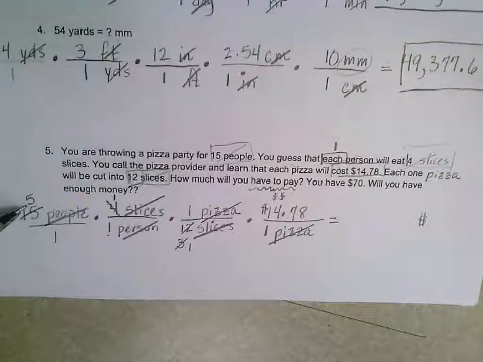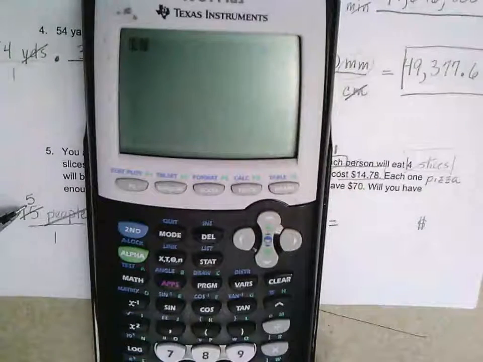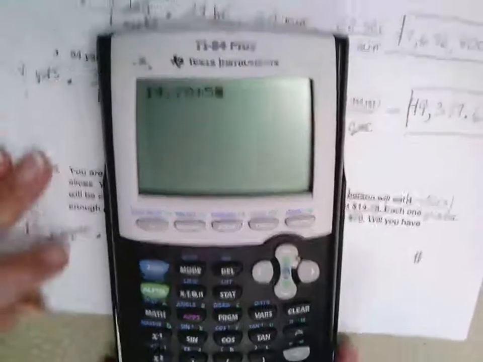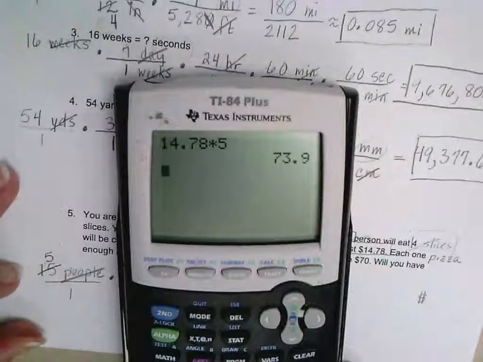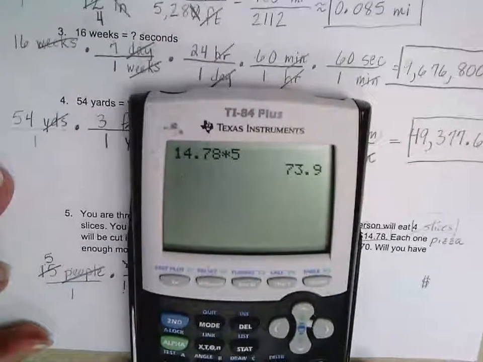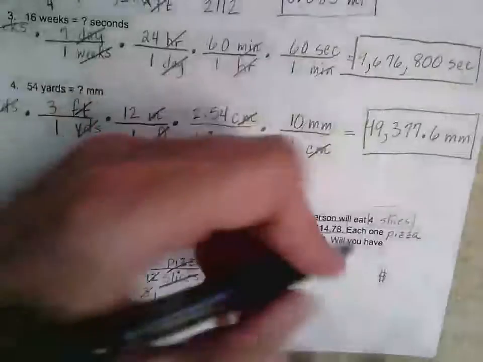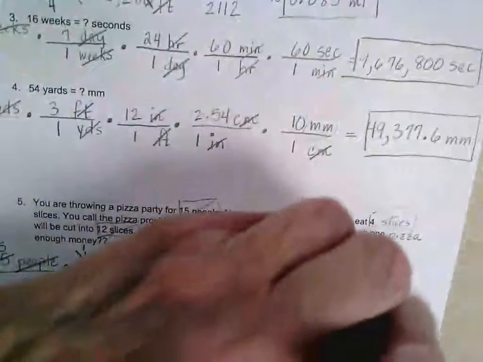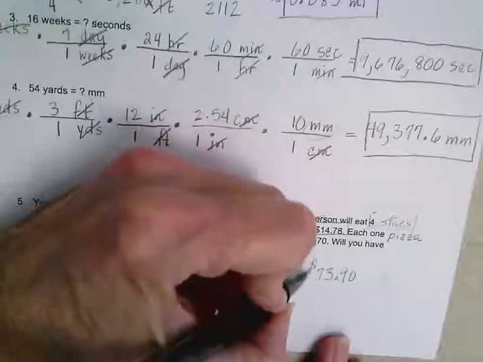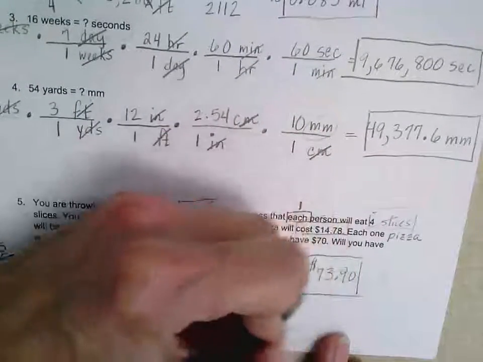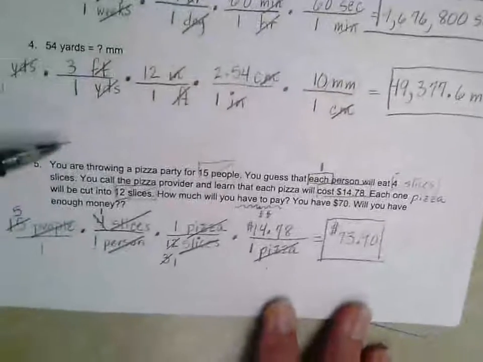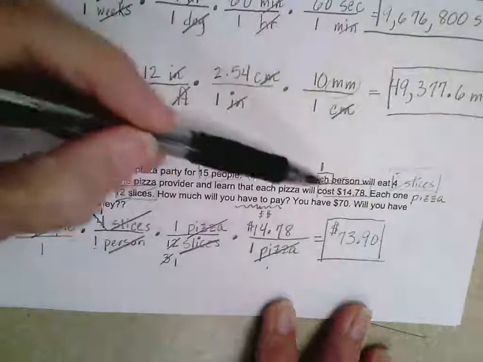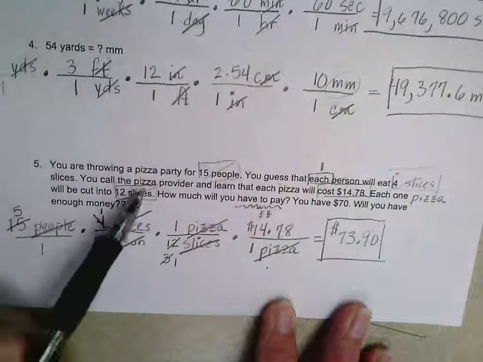So I want to find out what $14.78 times 5 is. $14.78 times 5 is $73.90. So that is what I think I will have to pay if I want to have 15 people and 4 slices for every person and my pizza costing this much.